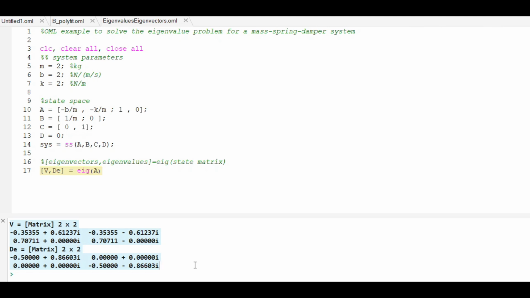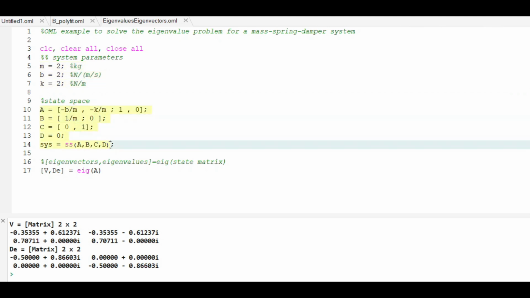After defining the matrices, the command SS creates the state space system model. This gives a compact mathematical representation suitable for analysis and controller design. The most important step follows. The eig function is applied to the A matrix. This function calculates both eigenvalues and eigenvectors. The variable V stores the eigenvectors, while D stores the eigenvalues. These results describe the natural behavior of the system without requiring time-domain simulation.